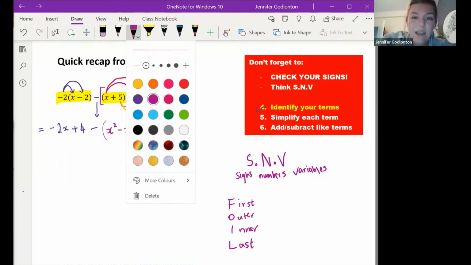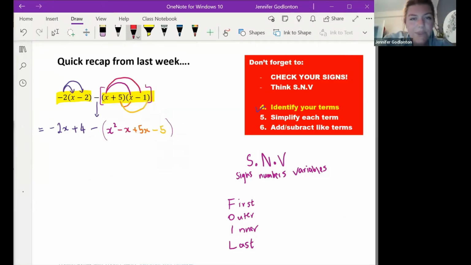Okay, so if you are on track so far, this is how I want you to keep notes of your marks. If you got those 2 terms, I want you to give yourself 1 mark. And if you got everything inside this bracket, give yourself 1 mark like that as well.